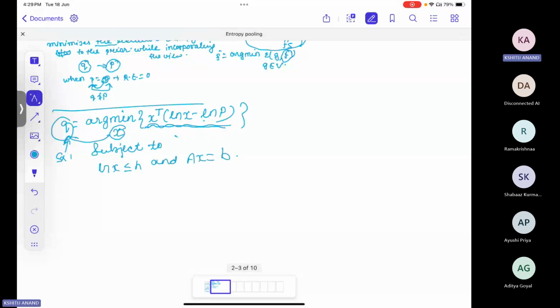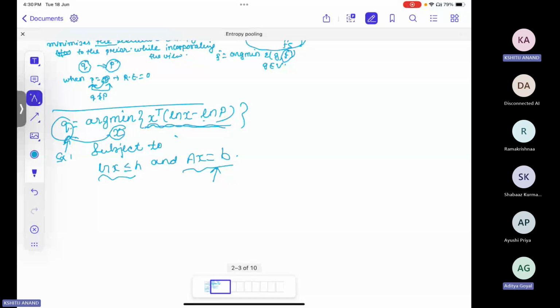Now you may be a bit confused. How are we defining our views like this? Your views may be equalities. Equal in the sense you are telling that the return of asset A will be 9.6%. In this case, your view will be denoted by the matrix Ax equal to B. In case you are telling that the return of B will be less than or equal to something, then your view will be like this.